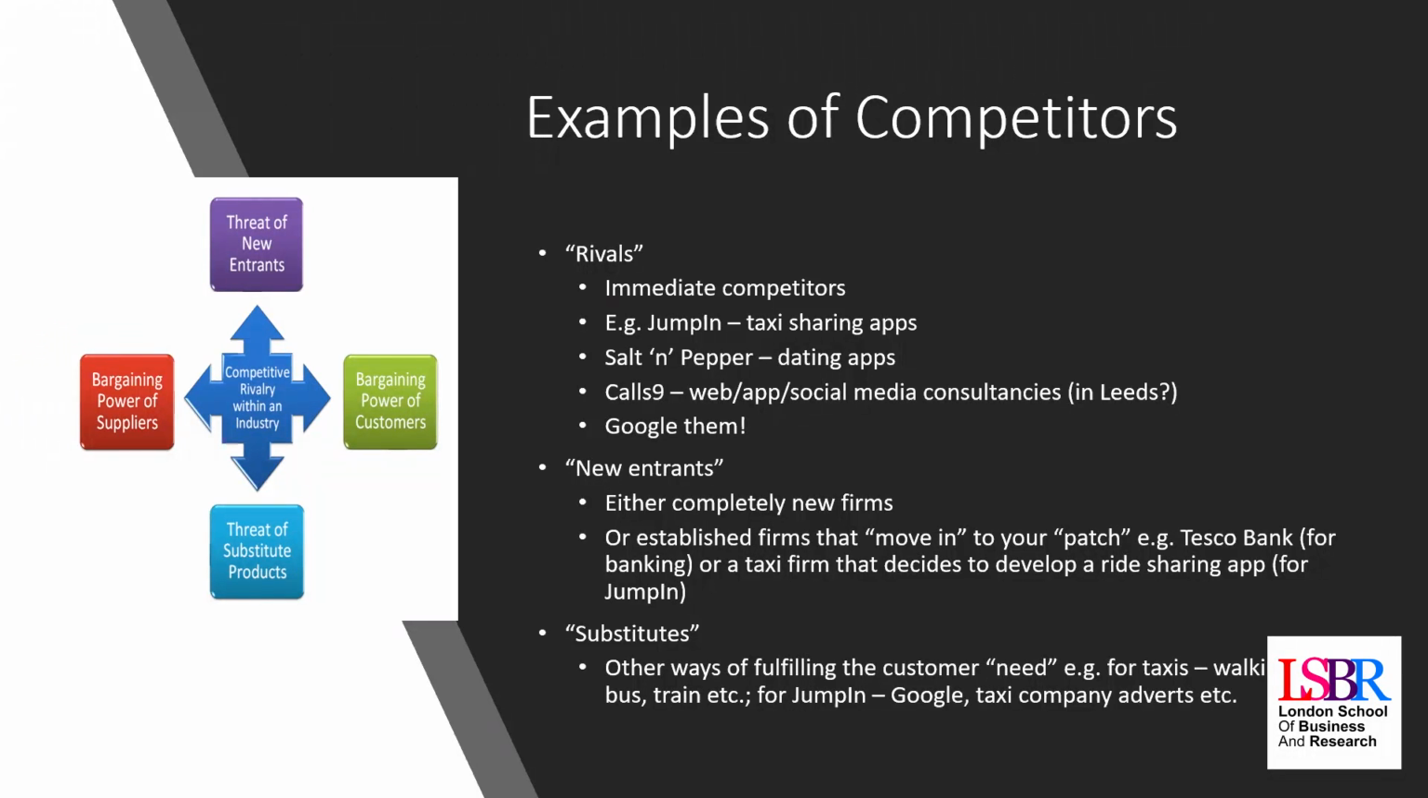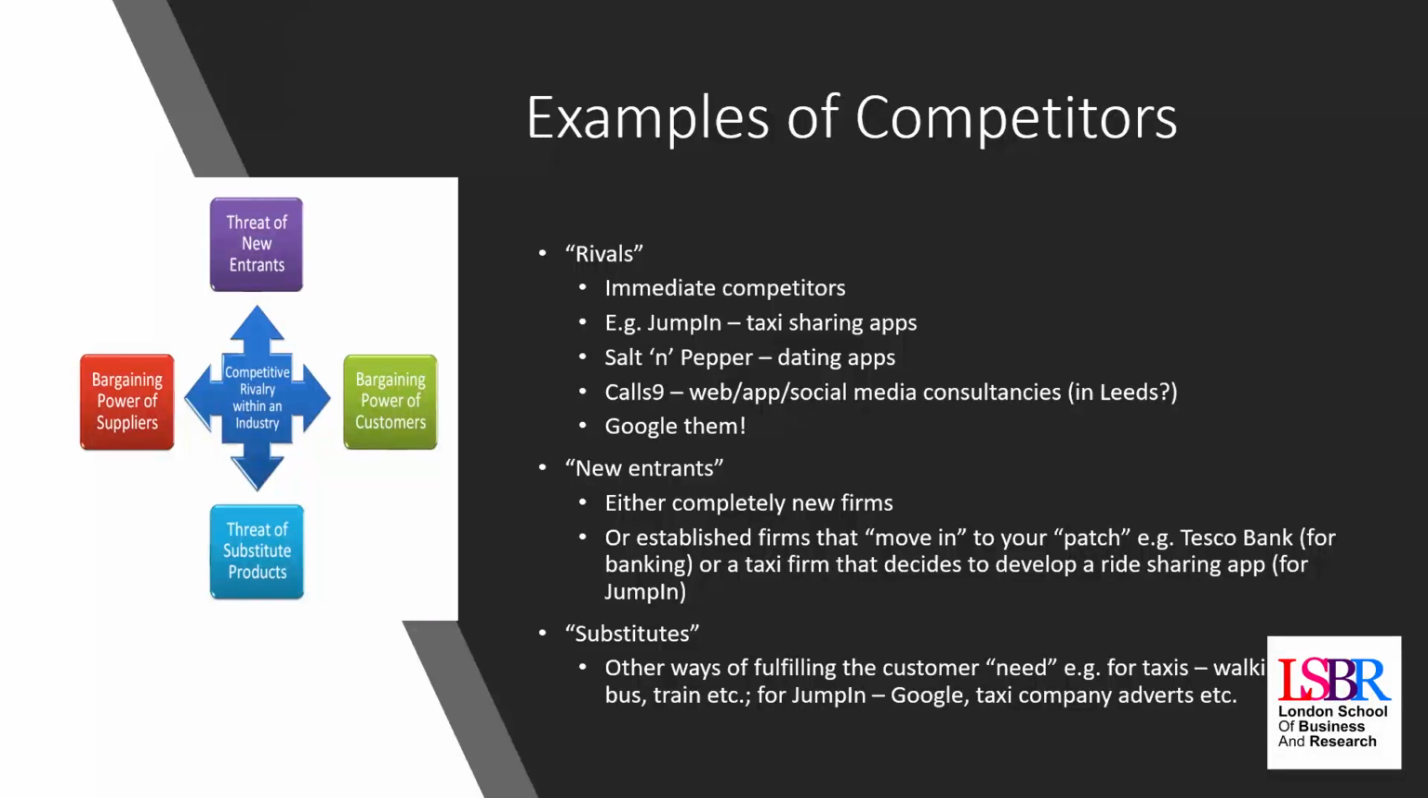What about new entrants? Well, new entrants are usually either completely new firms, like ones that didn't exist. So new startup firms. If you think about the banking industry, there's been companies such as Monzo or Starling. These are the new fintech banks that didn't exist 5-10 years ago. All of a sudden, they've hit the scene and they're massive now. They're becoming more streamlined. They're making it easier for customers to bank.